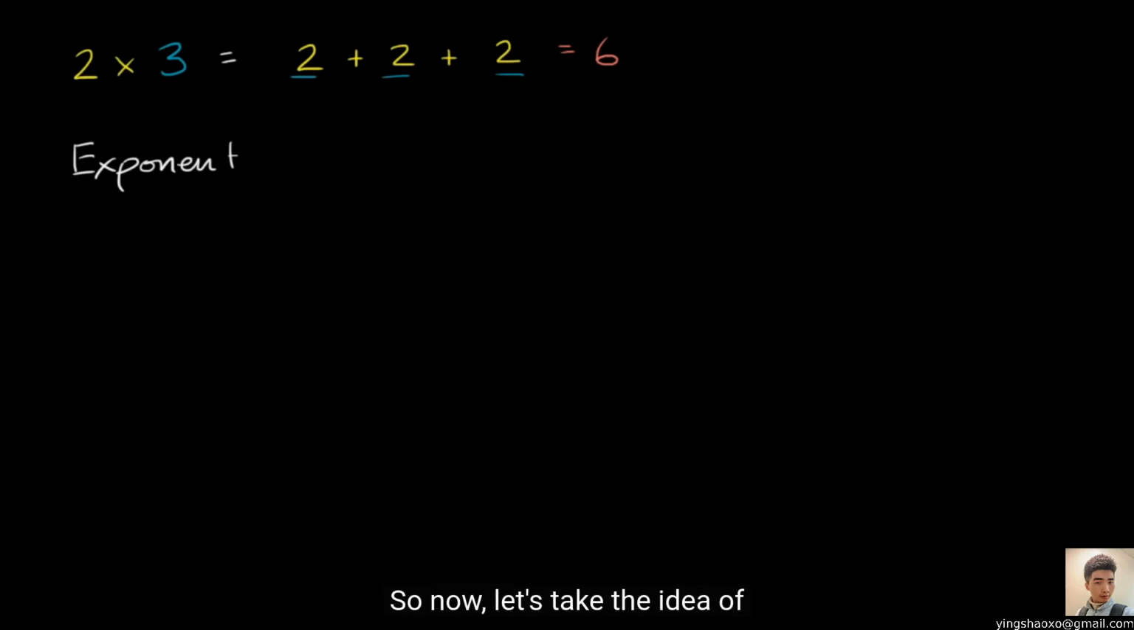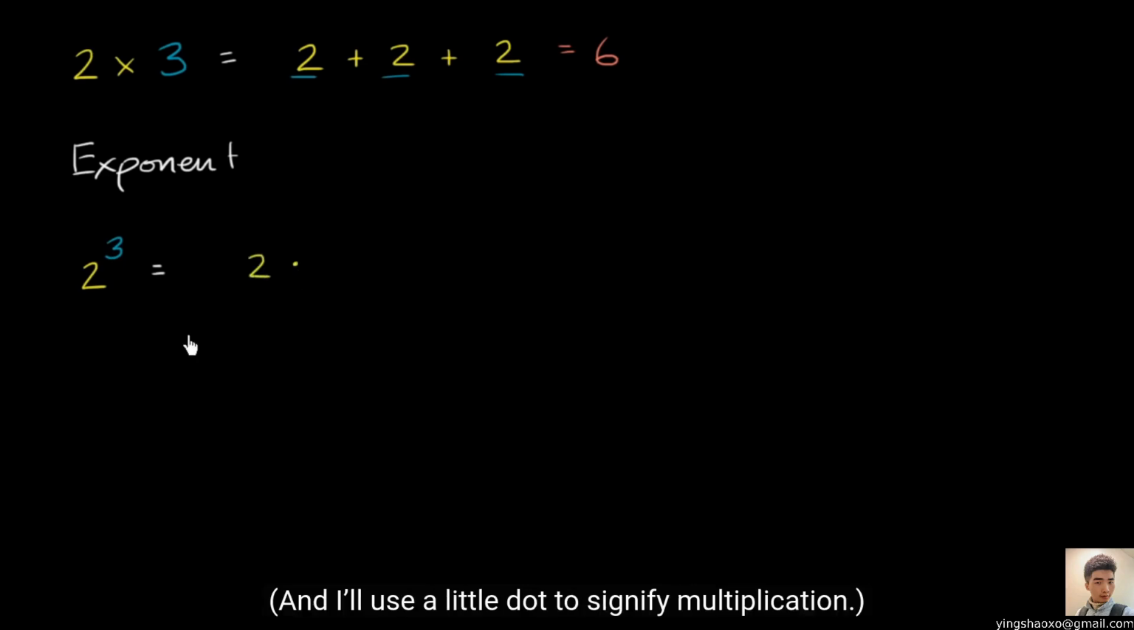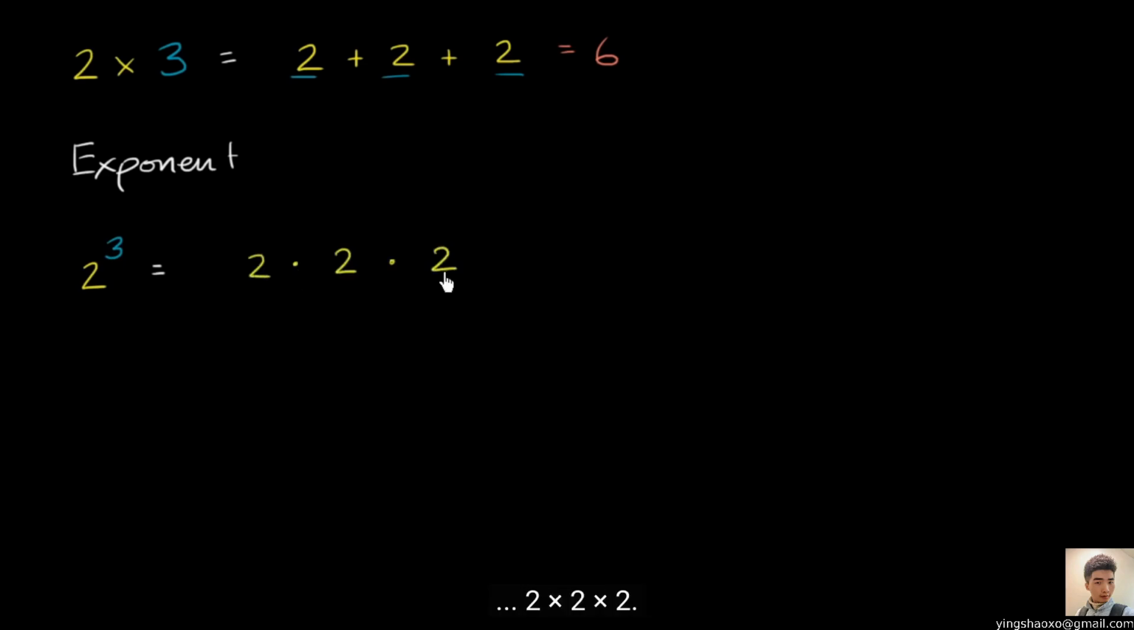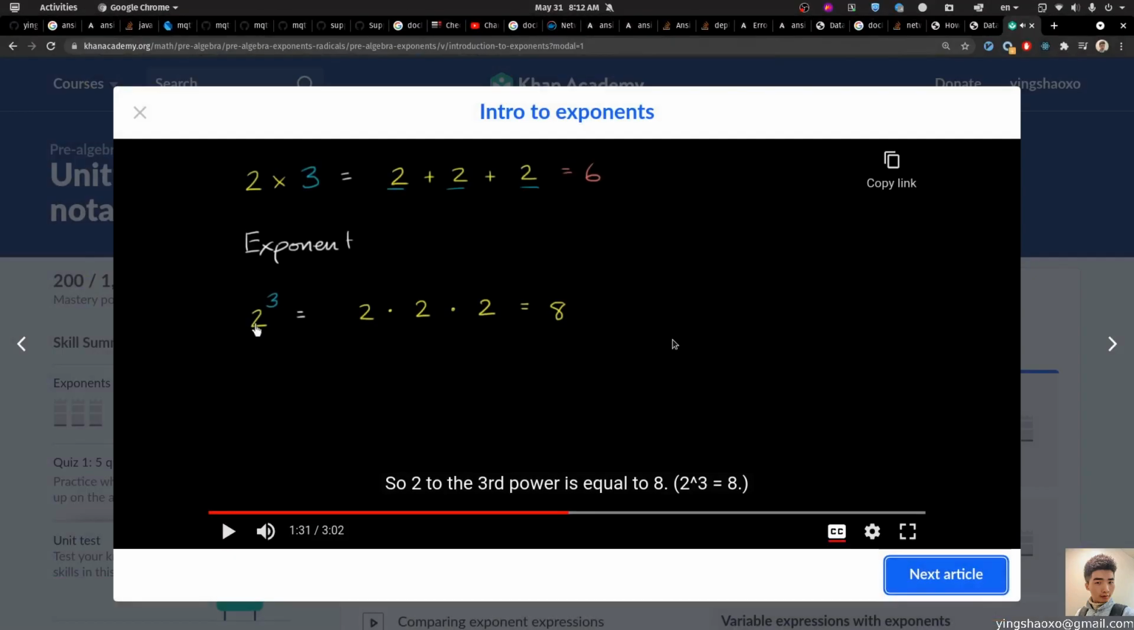So now let's take the idea of 2 to the third power. You might be tempted to say, hey, maybe this is 2 times 3, which would be 6. But remember, I just said this is repeated multiplication. If I have 2 to the third power, this literally means multiplying 3 2's. So this would be equal to, not 2 plus 2 plus 2, but 2 times, and I'll use a little dot for multiplication, 2 times 2 times 2. What is 2 times 2 times 2? Well, that is equal to 8. So that's the basic idea about exponents.